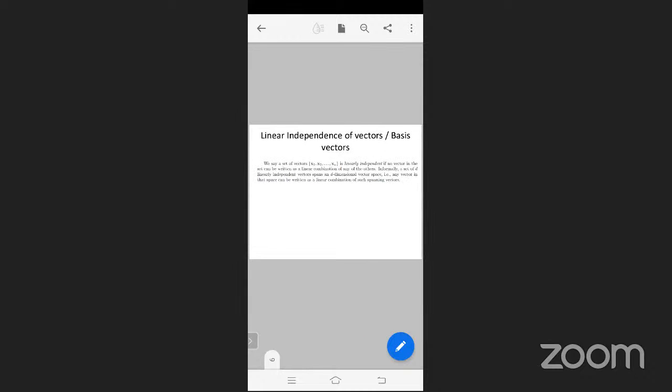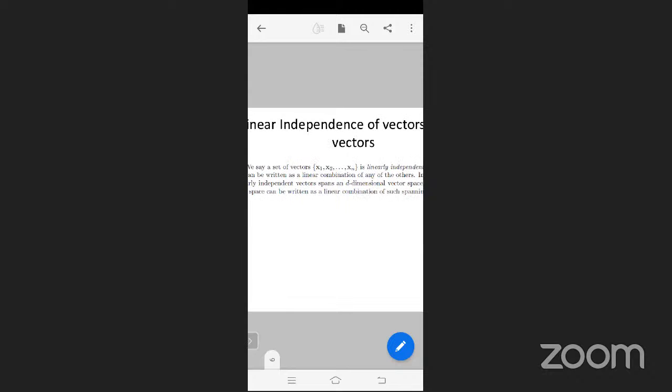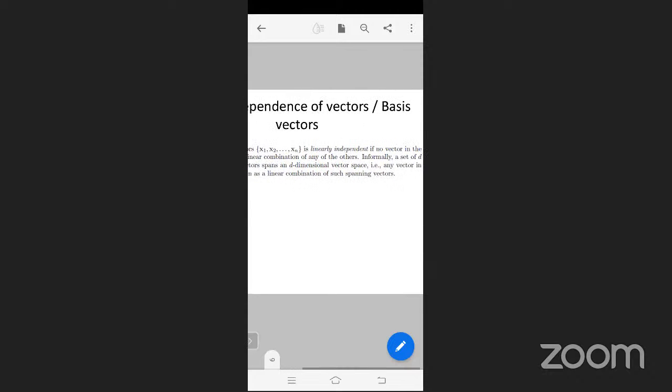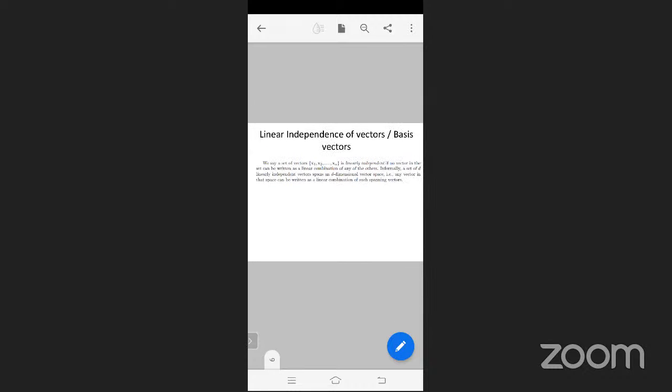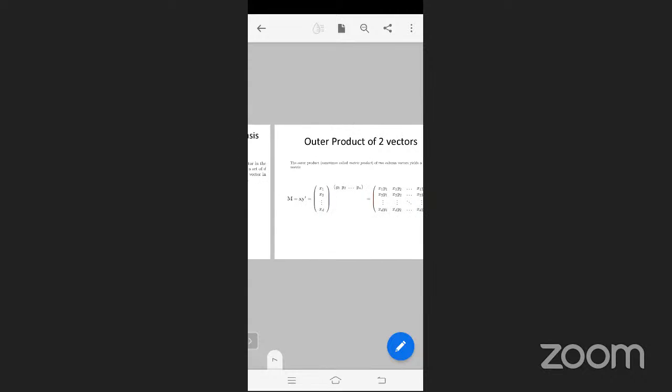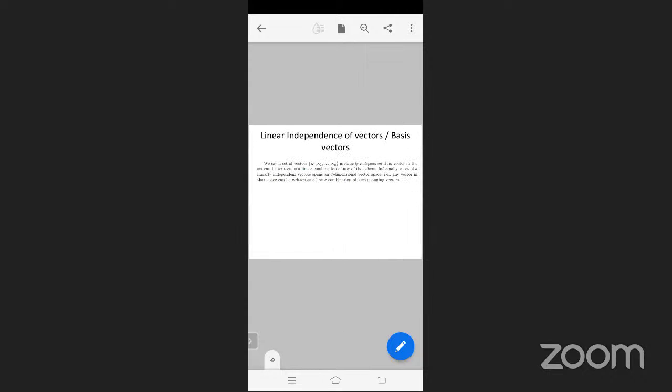You should also be familiar with independence of vectors. If there are some vectors that span the space, and no vector can be written as a linear combination of the others, then you say that they are independent. For example, in our 3D space, with the Cartesian coordinates 0, 0, 1; 1, 0, 0; and 0, 1, 0, the vectors are all independent of each other. So they form a basis.